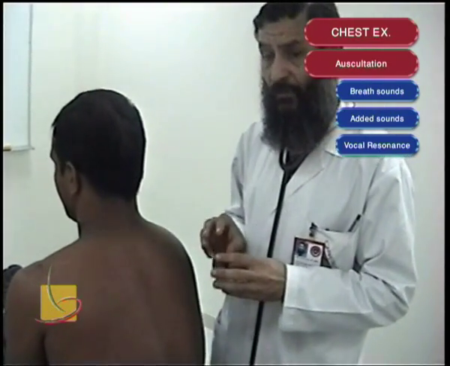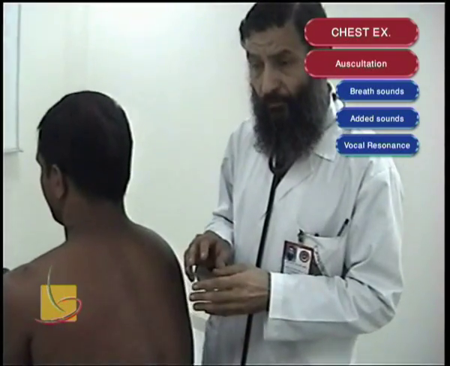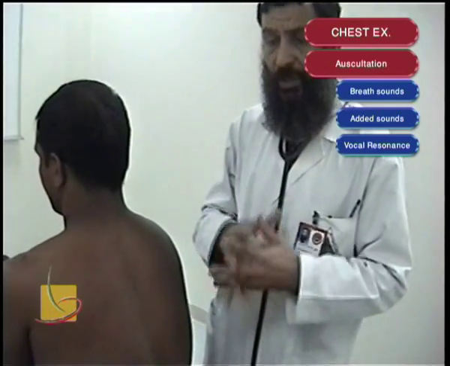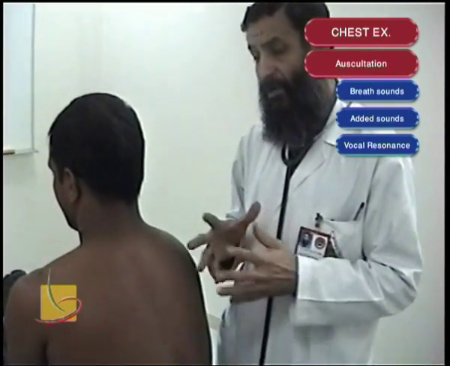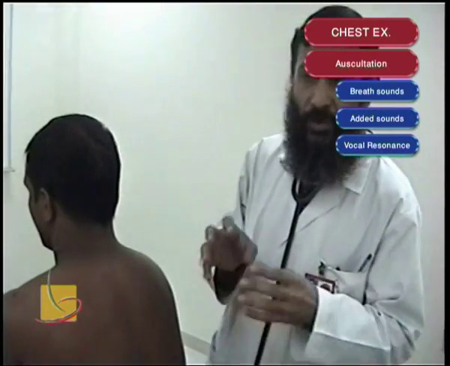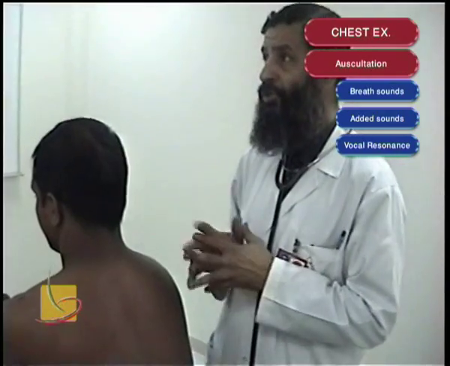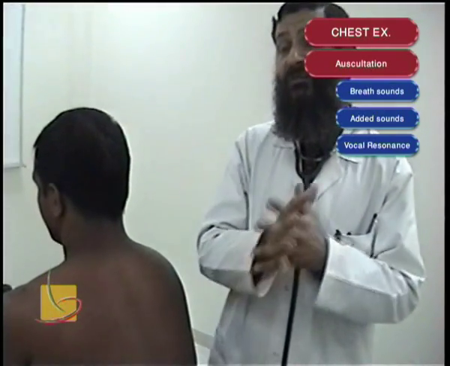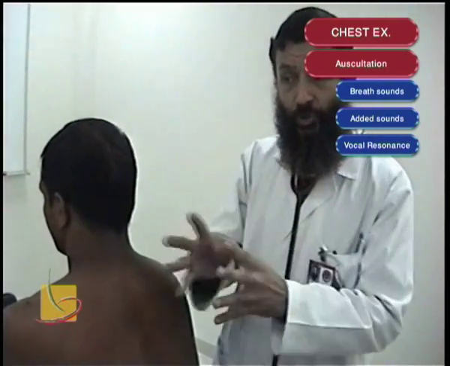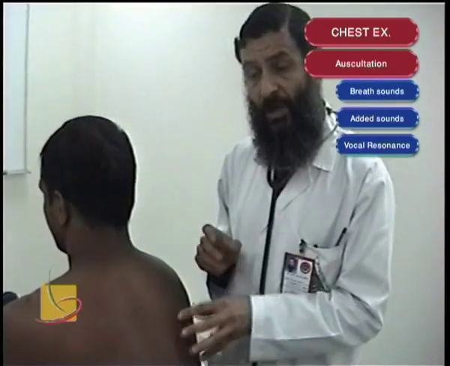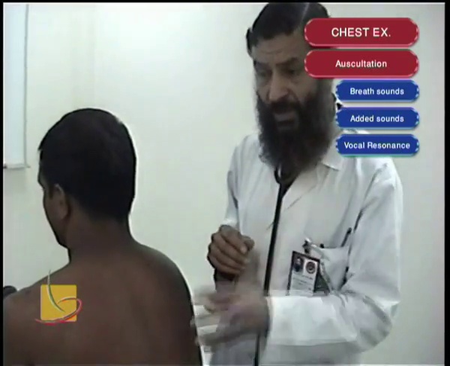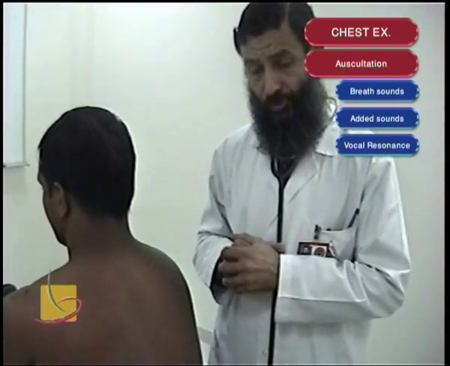So tactile vocal fremitus is increased in the same conditions which give increased vocal resonance, like consolidation, like abscess, like cavity, compression atelectasis, etc. And almost all causes of bronchial breathing are associated with increased tactile vocal fremitus and increased vocal resonance. So when you are sure that there is bronchial breathing in this area, remember automatically there is increased tactile vocal fremitus and increased vocal resonance.